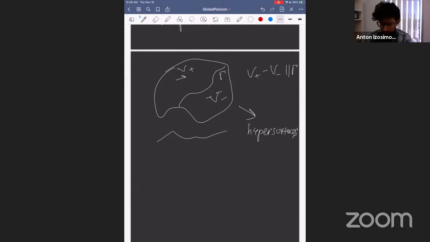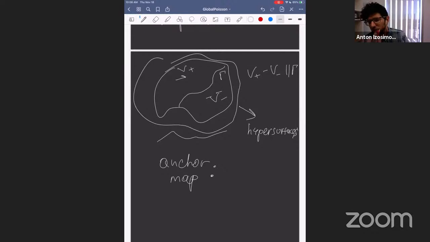So one part of the additional structure is the anchor map. The anchor map should take an element of this vector bundle, a vector field like this, to a tangent vector to the base. But the base is the space of hypersurfaces, so a tangent vector to the base is just a section of the normal bundle. And because we have this continuity condition, we can take V plus or V minus, restrict to gamma, and that gives the same section of the normal bundle. We simply project either V plus or V minus to the normal bundle. So that's the anchor map for this algebroid.